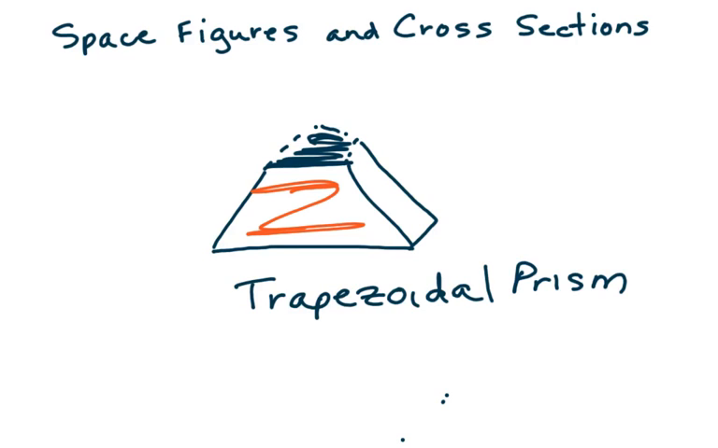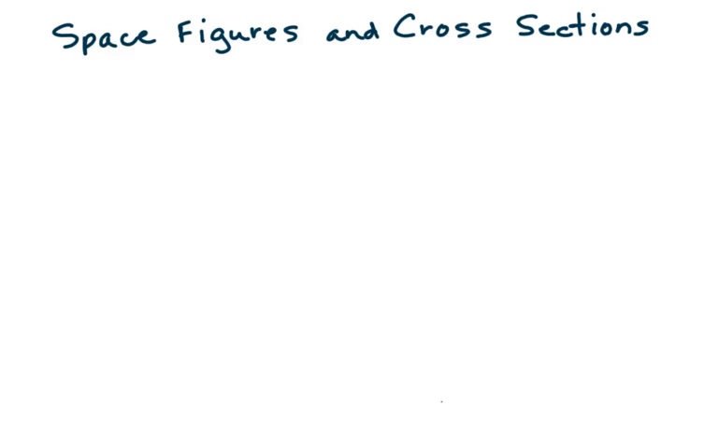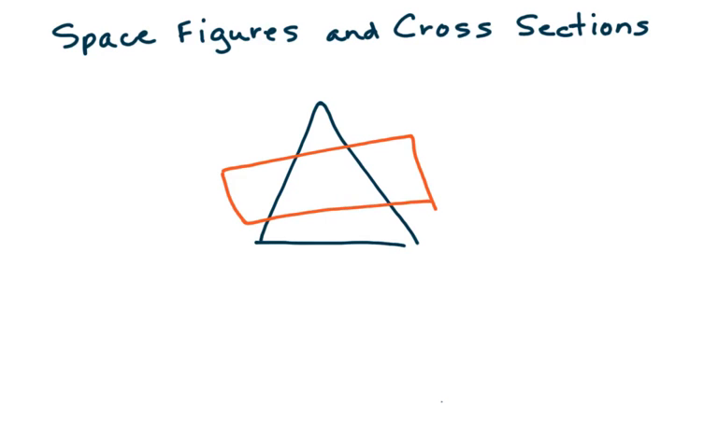Now, let's talk about cross sections. If you have a shape that looks like this, and they ask you what the cross section might be, so if they cut like this and ask you what is the cross section, you would say that the cross section is a rectangle. The cross section of that is a rectangle.